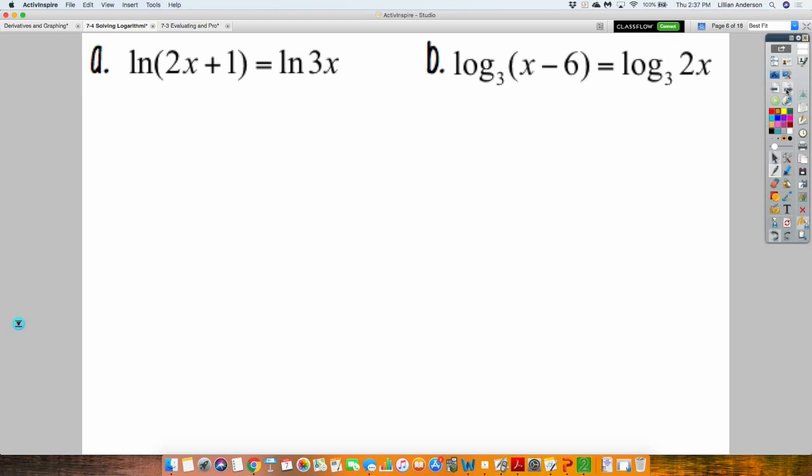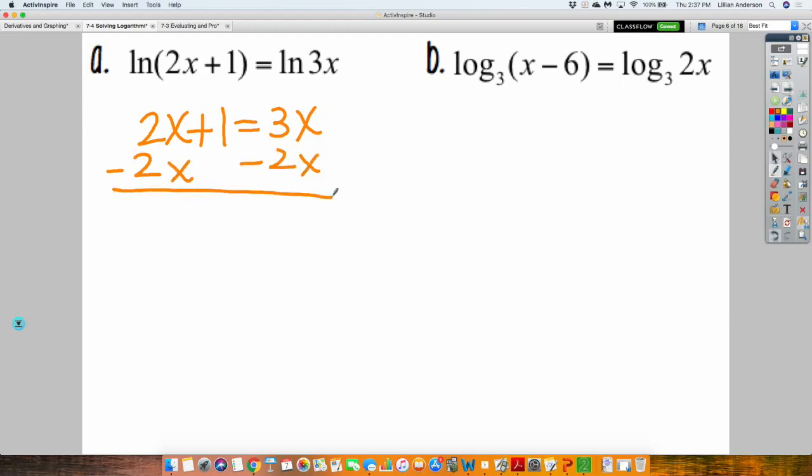So then we go to step 2, which says to do what? Set the arguments equal to each other. So you just said 2x plus 1 equals 3x, and then you solve it. Subtract 2x over, and x equals 1. Now that would be my solution, but I want to make sure that I check it.